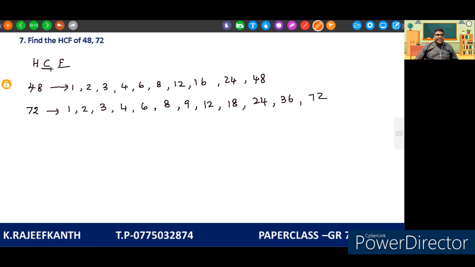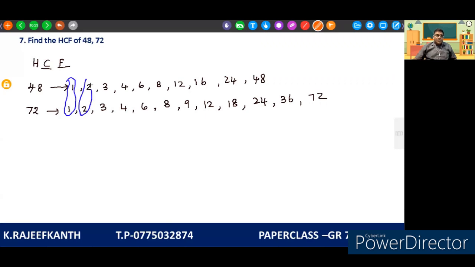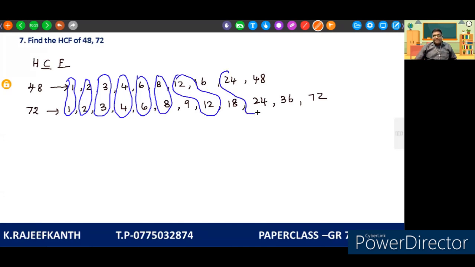Then we have to find the common factors. So what are the common factors? We have written the factors of 48 and 72, so we will find the common factors. Here 1 is a common factor, 2, 3, 4, 6, 8, then 12, what else? Then 24. So these are the common factors, right? So first we wrote down the factors of 48 and 72, then we got the common factors of 48 and 72: 1, 2, 3, 4, 6, 8, 12, 24. These are the common factors for 48 and 72.